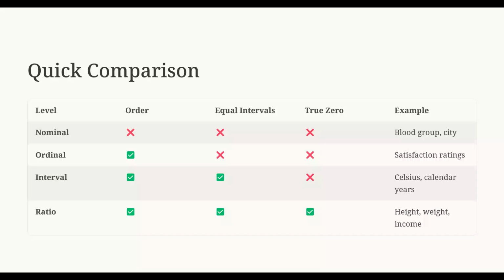Now ratio: ordered numbers. Equal intervals, yes. True zero, yes. Ratios are meaningful, yes. Examples are height, weight, age, income and distance.